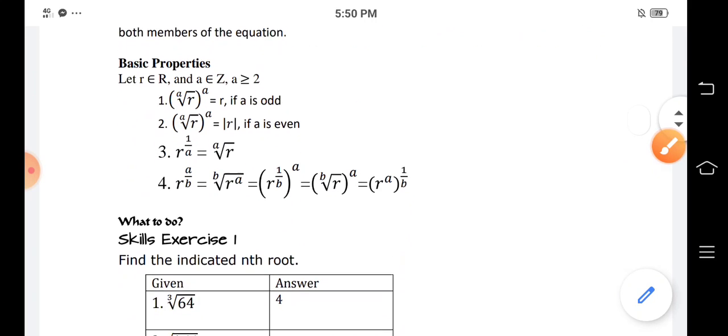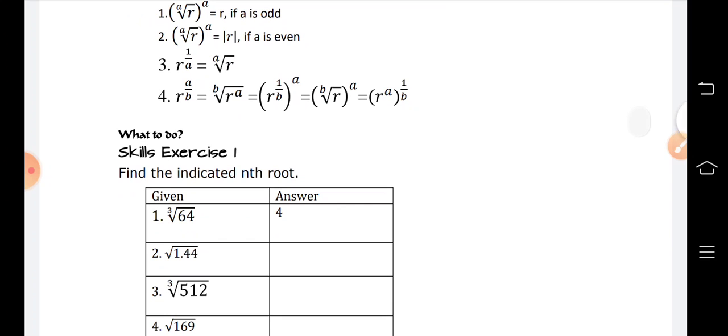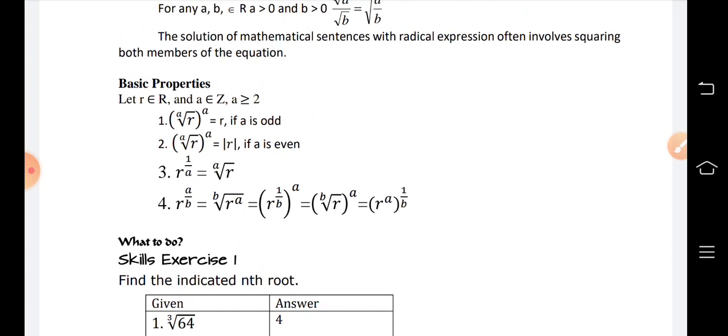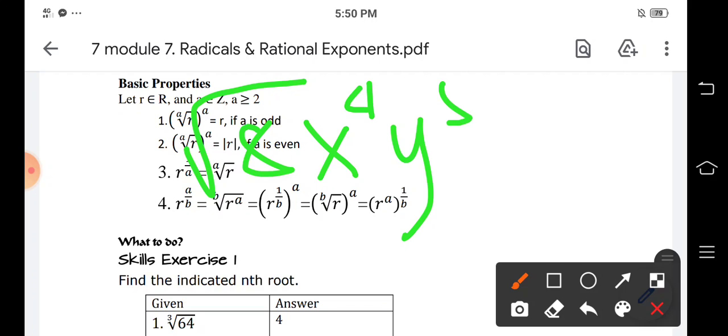Okay, let us continue. How are you going to simplify or evaluate radical expressions containing numericals and literal coefficients? Let's have an example. Let's say we have the square root of 8x to the fourth power y to the fifth power.